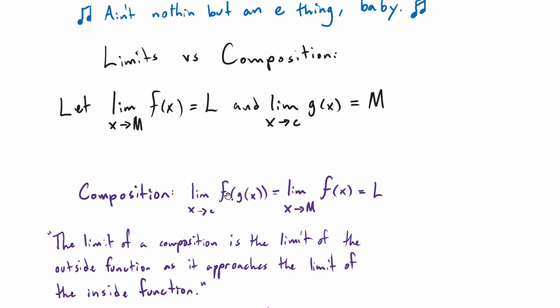In words, if we take the limit of a composition, then we can take the limit of the inside function, find out its limit, m, and then consider what happens when we take the limit of f of x, notice there is no g of x here now, as x approaches m. Said in words, the limit of a composition is the limit of the outside function as it approaches the limit of the inside function.